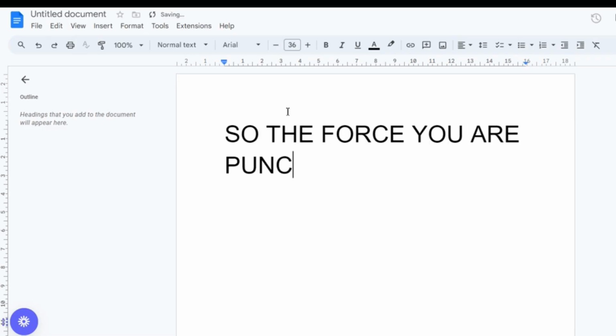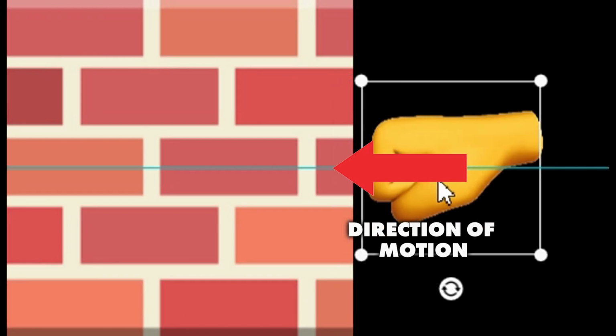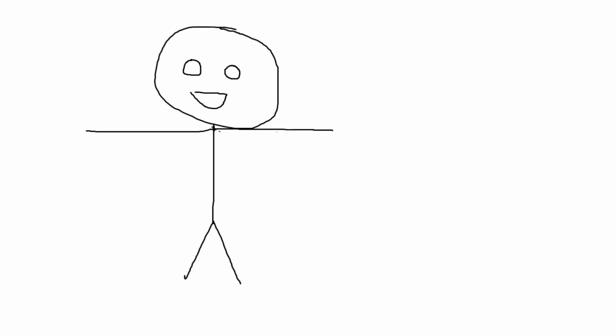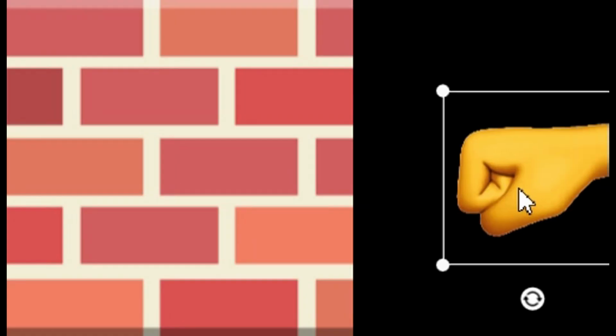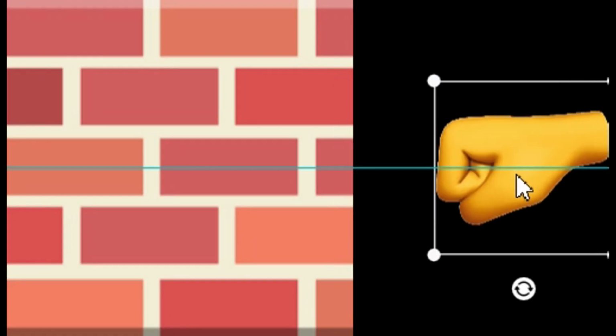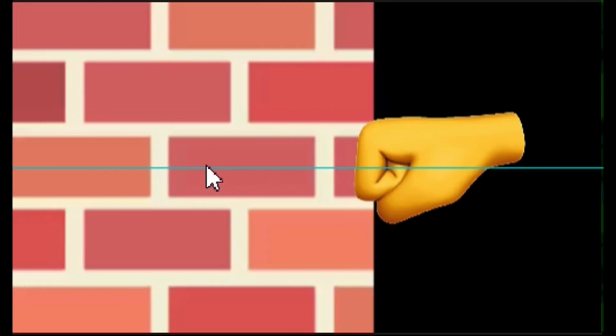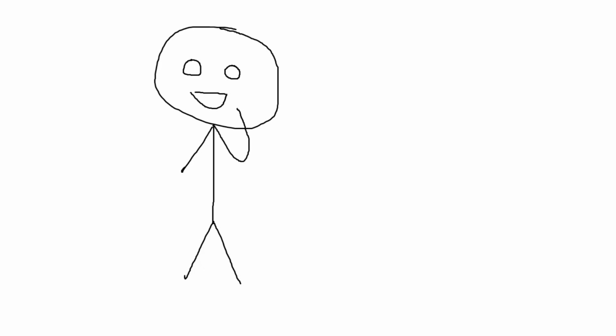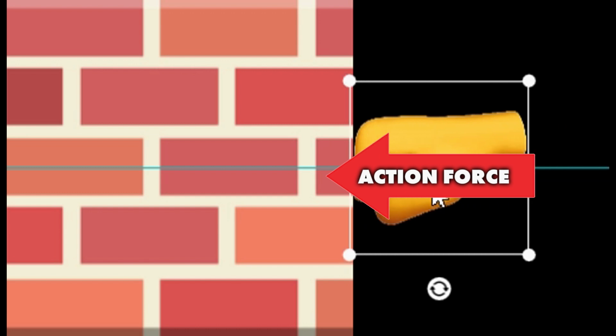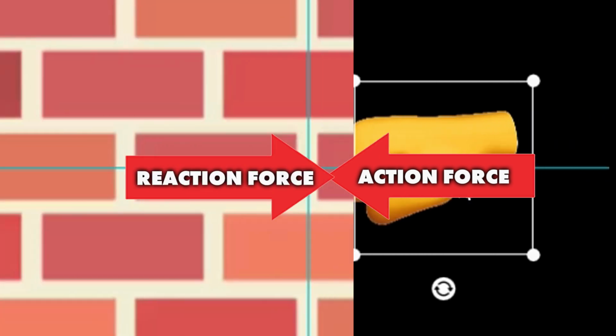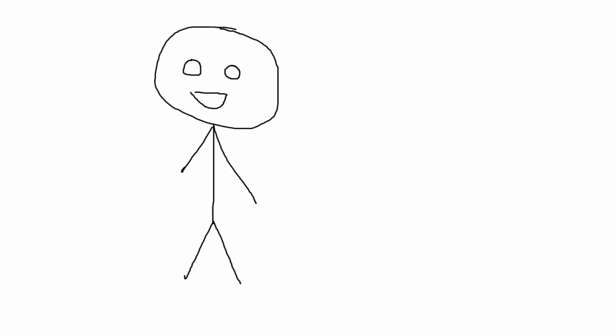So the force you are punching the wall with, which is with your hand, so the direction of motion is your hand punching the wall with a force maybe of 5 newtons. So when you hit or punch the wall, at the same moment, you experience a force of 5 newtons back from the wall, which means the wall also hits the hand or the fist. So the action force here is your hand hitting the wall, and the reaction force is the wall hitting the hand. Then there's another example, which is of a gun recoil.